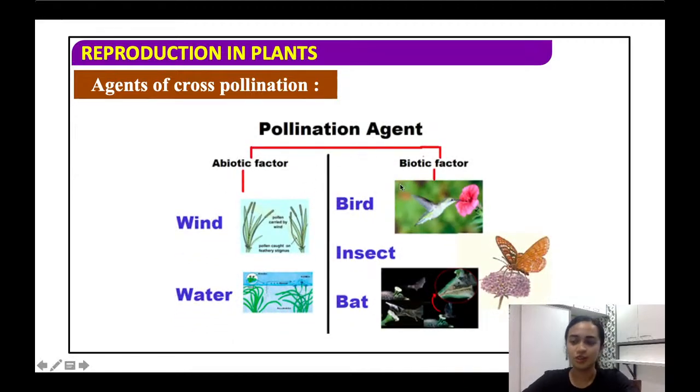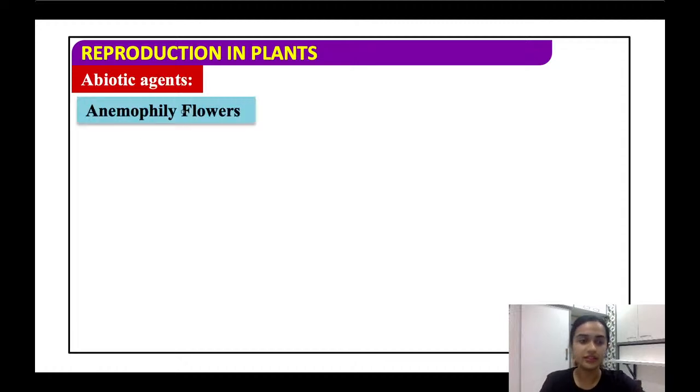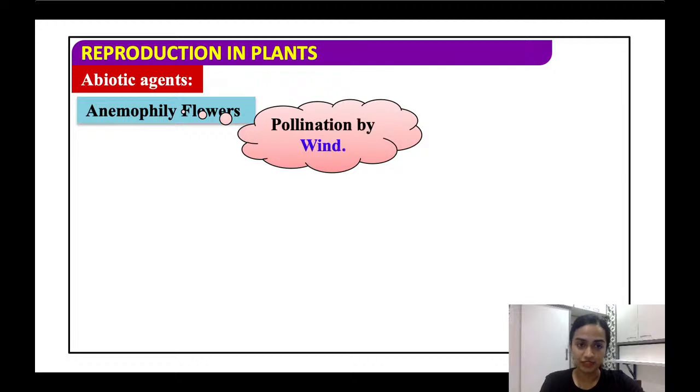Agents of cross pollination. All right. So as I told you, abiotic and biotic factors are involved. Biotic factors involve bird, insect, and bat, and abiotic factors mainly involve wind and water. Now coming to the first abiotic agent, that is the anemophily flowers. So by the word anemophily, I mean pollination by wind.